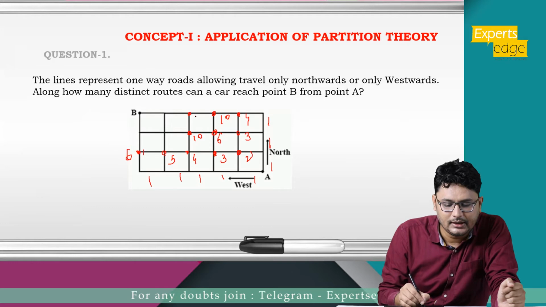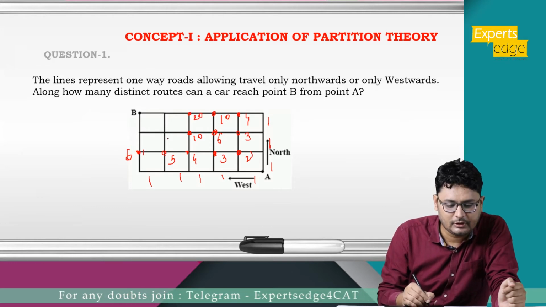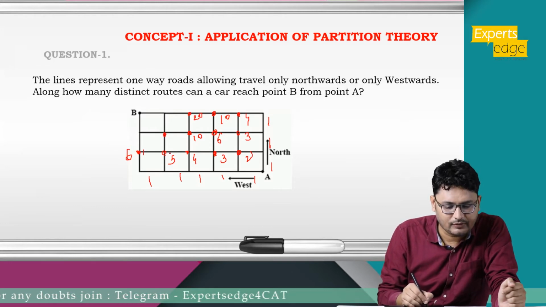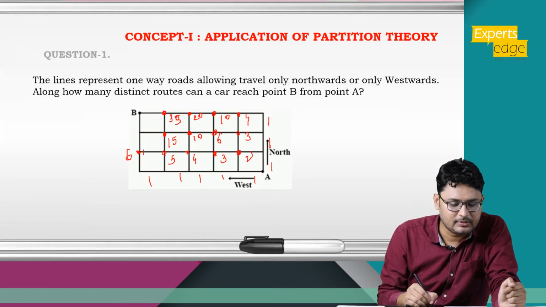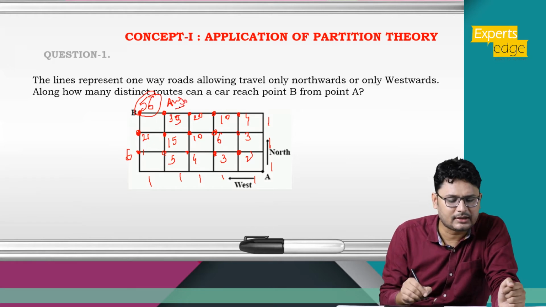Here it will be 20. Here it will be how many? 5 from here and 10 from here, it will be 15. Here it will be 35. Sorry, 35. Here it will be 6 from here, 15 from here, 21, and 35 and 21 at B will have 56, right?